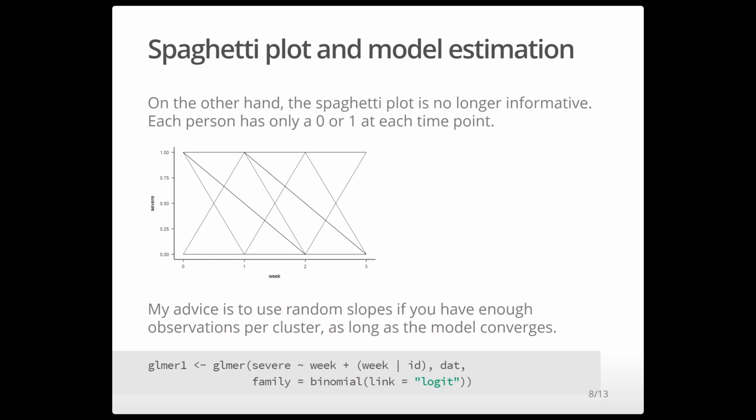One thing that's not as useful is the spaghetti plot. Because there are no cluster-specific slopes necessarily, we really can't visualize empirically the spaghetti plot very well. It just kind of looks like a mess. And my advice is just generally try random slopes if you have enough observations per cluster, and as long as the model converges. If you have lots of issues, or you don't have enough observations per cluster, or you're getting convergence issues, try it without them. For the most part, you're not risking too much overfit by including them, but you are risking more underfit by not including them.